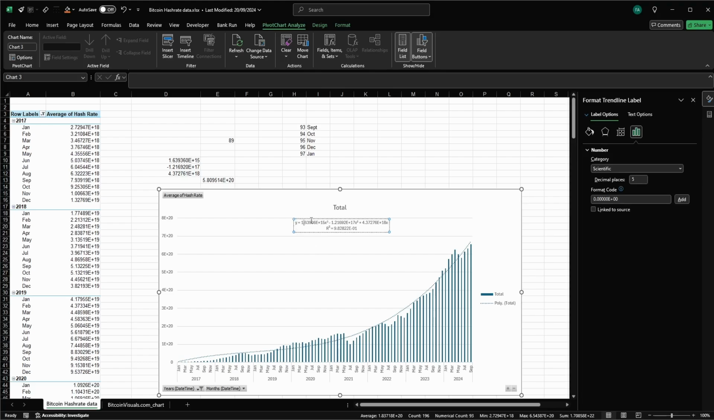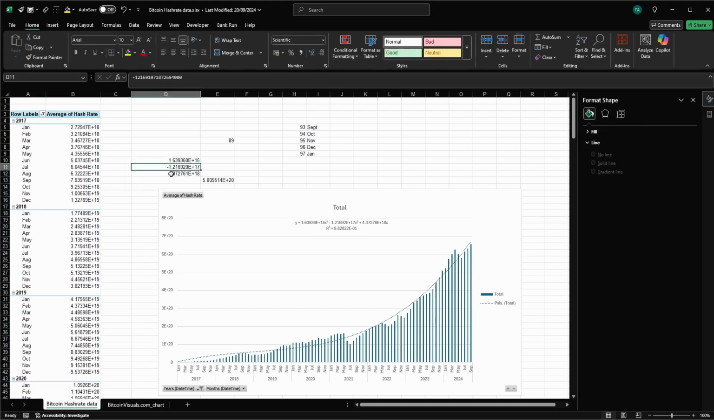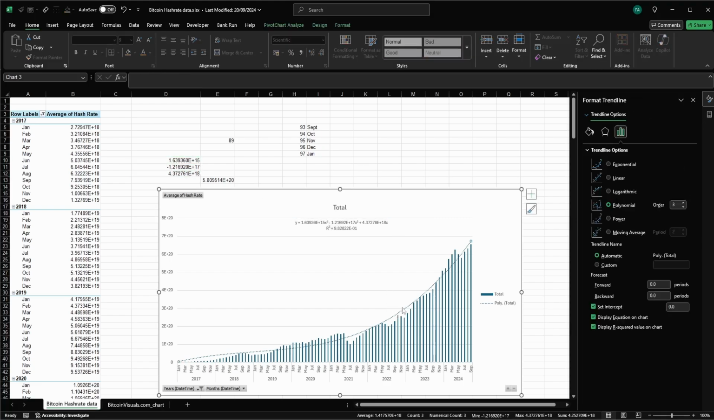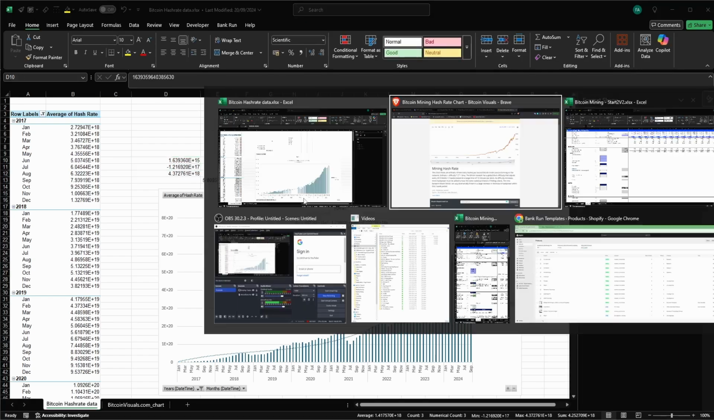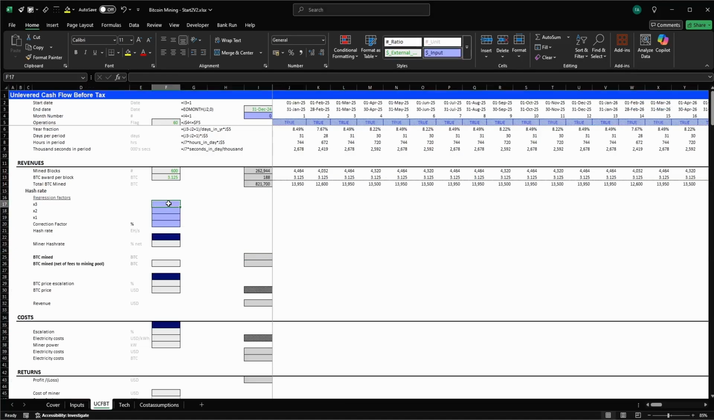Okay, so I have these numbers over here, and basically what I did, I just copied these numbers and pasted them over here. Because I know now these are the factors that are going to be multiplying each one of the orders of the polynomials in my equation. So I took notes of these numbers, I copied them, and now we're going to go back to our Excel file, and I'm going to paste them over here.